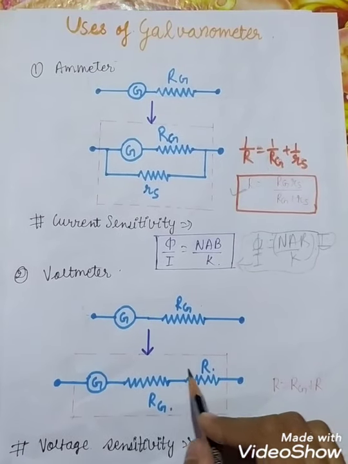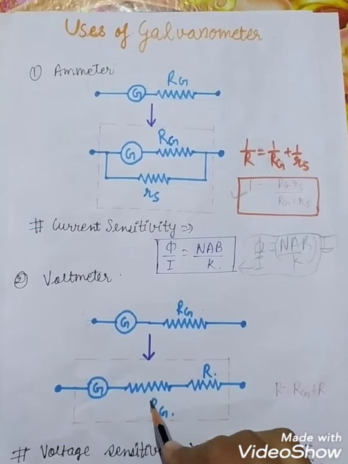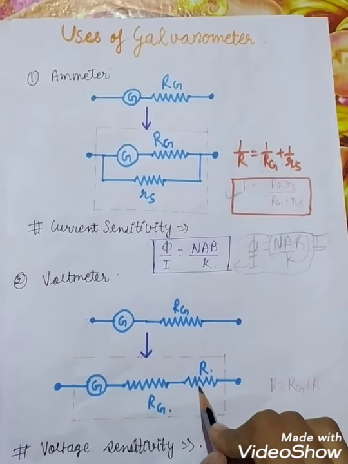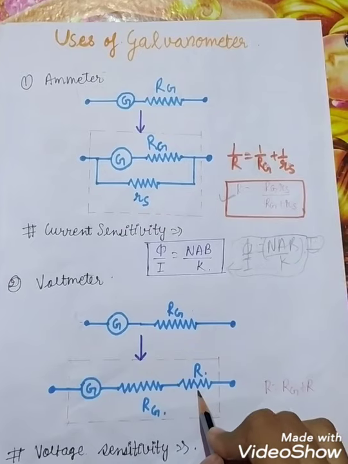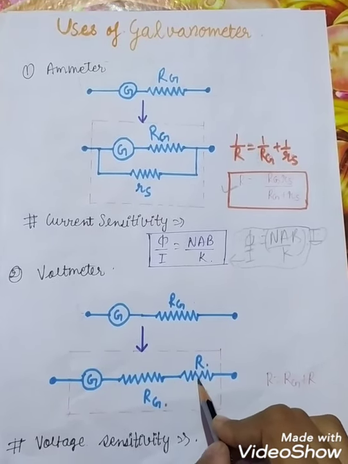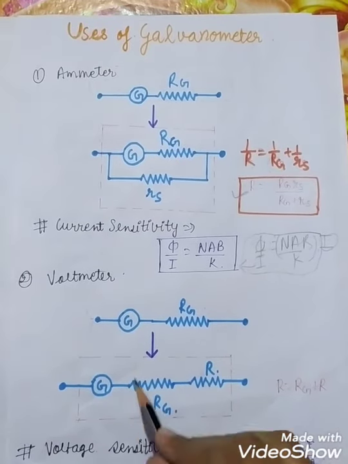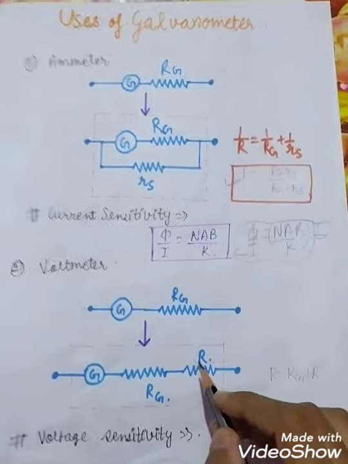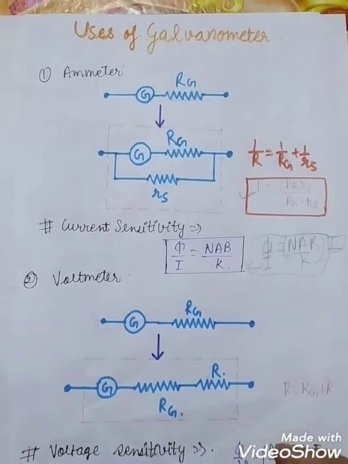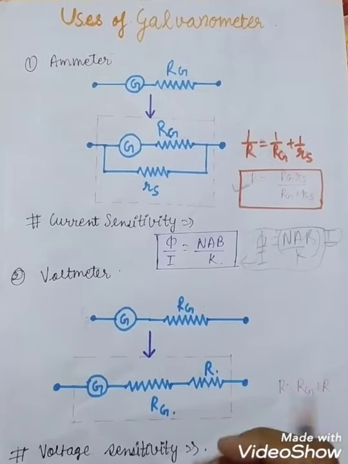So what happens? The resistance of the galvanometer was already high, and now the resistance that we have added is also very high. So the resistance becomes very large, and hence we get a very low value of current, and now we can easily measure the value of voltage across the two ends.